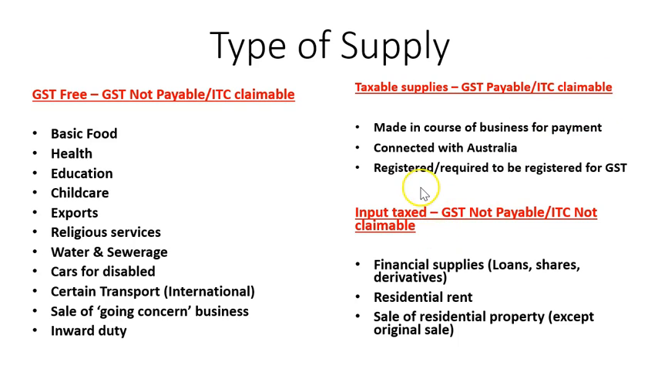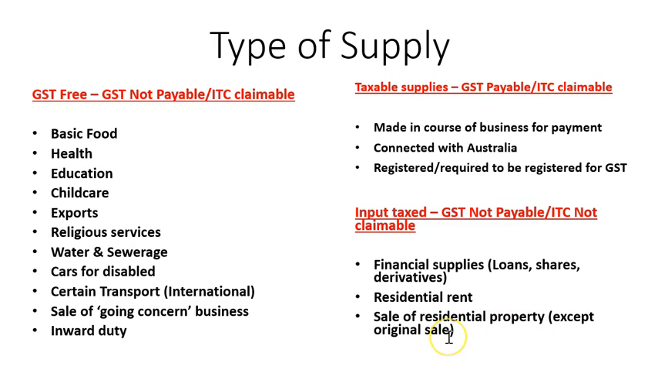Okay, so next we've got input taxed supplies. GST is again not payable on these types of supplies, and again, tax credits are also not claimable for these. Input taxed supplies can be financial supplies such as loans, shares, or derivatives. Residential rent. However, commercial rent is usually considered a taxable supply.